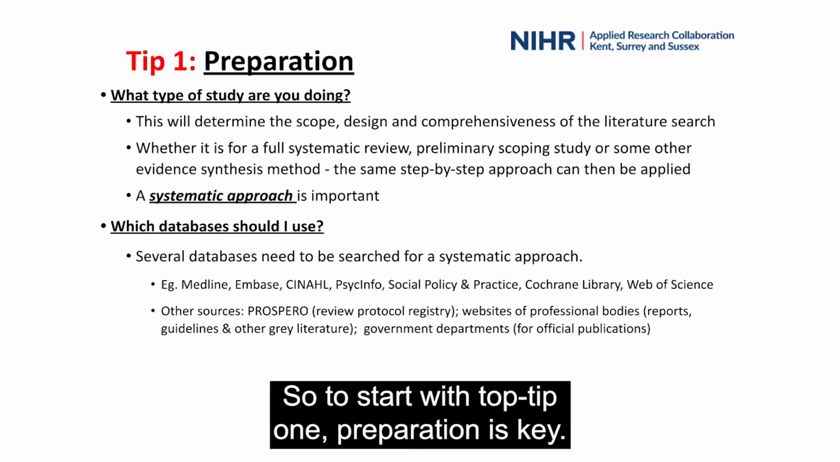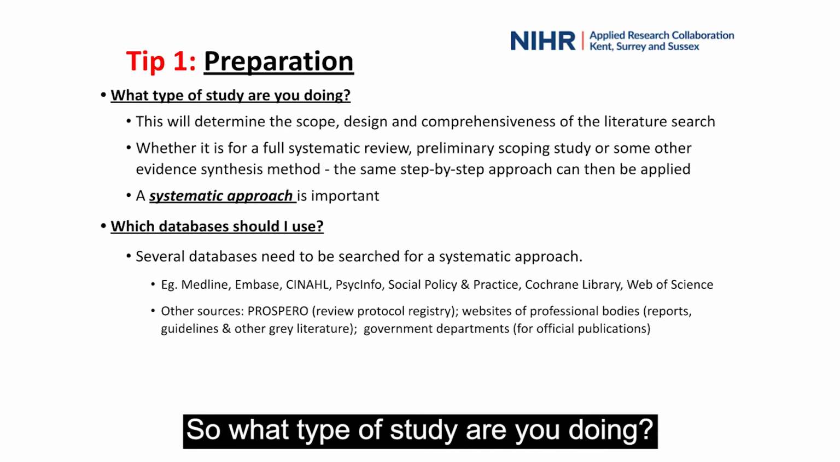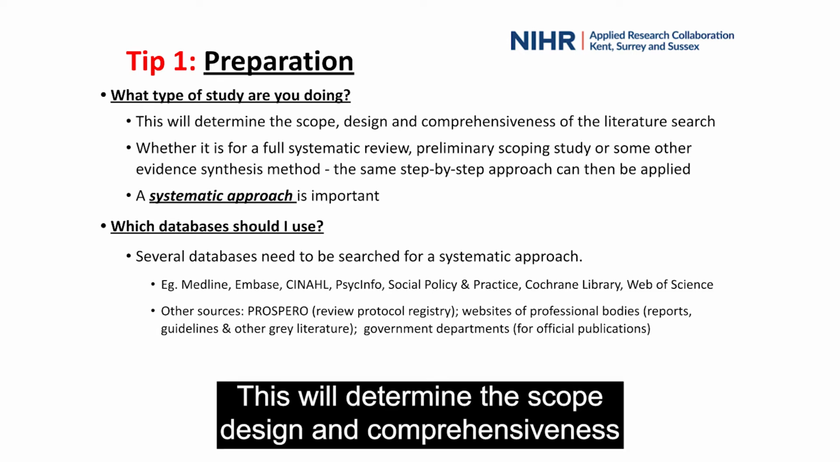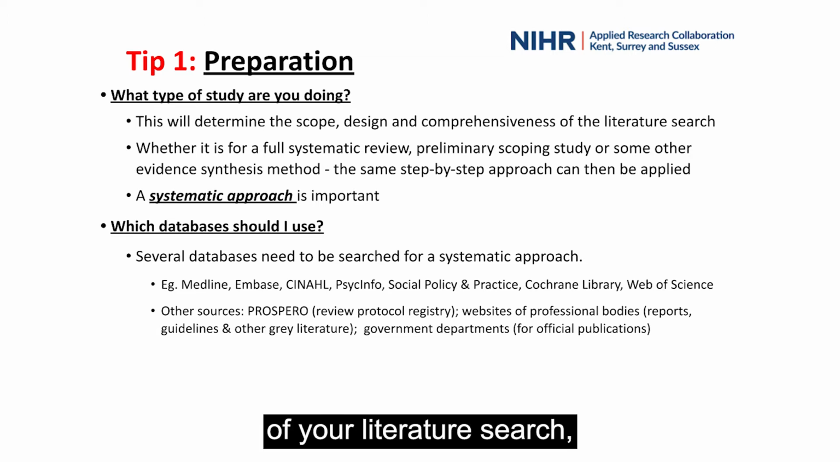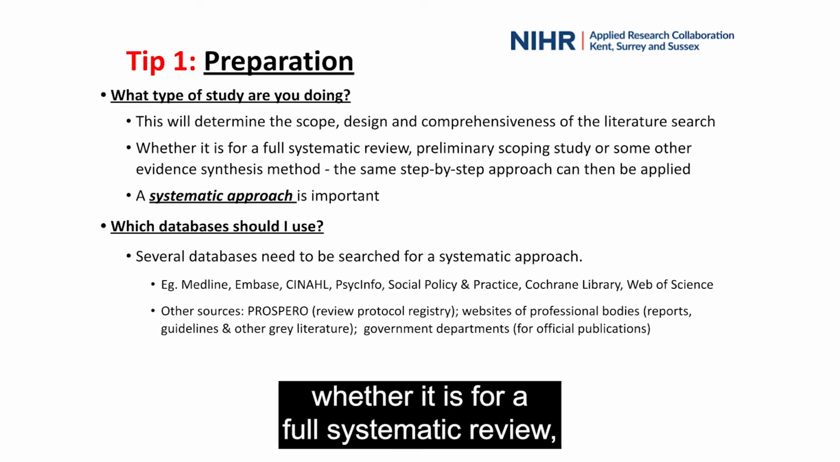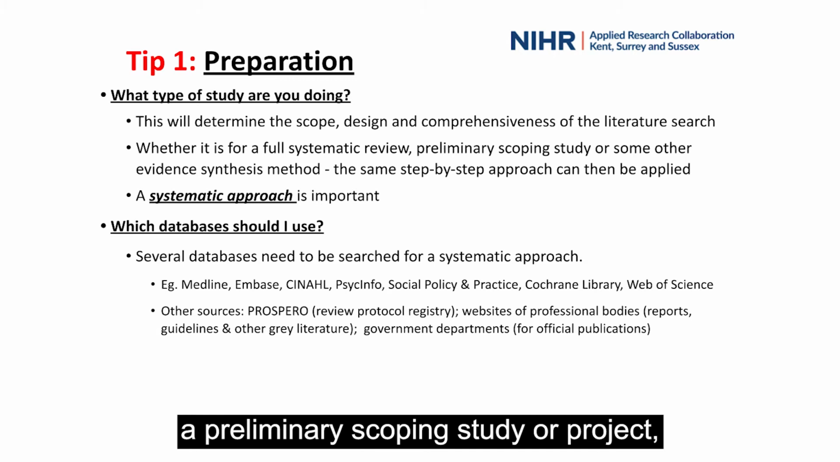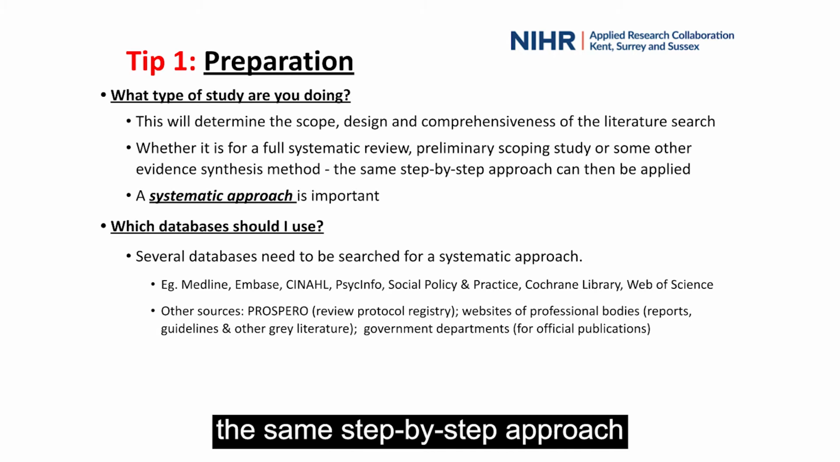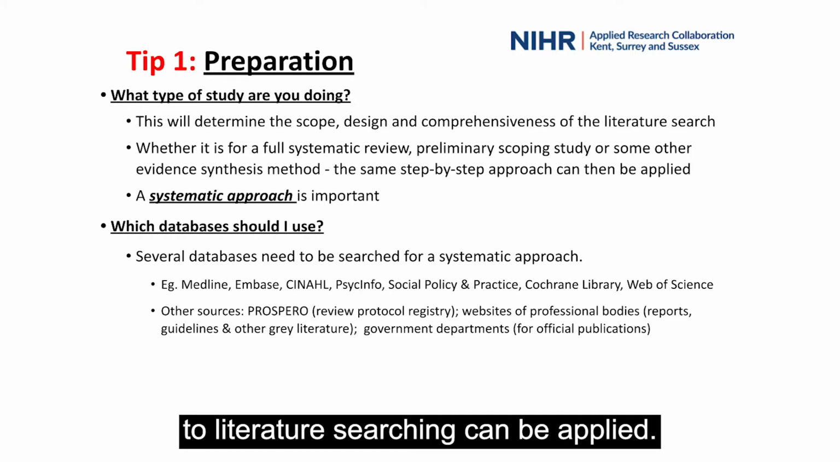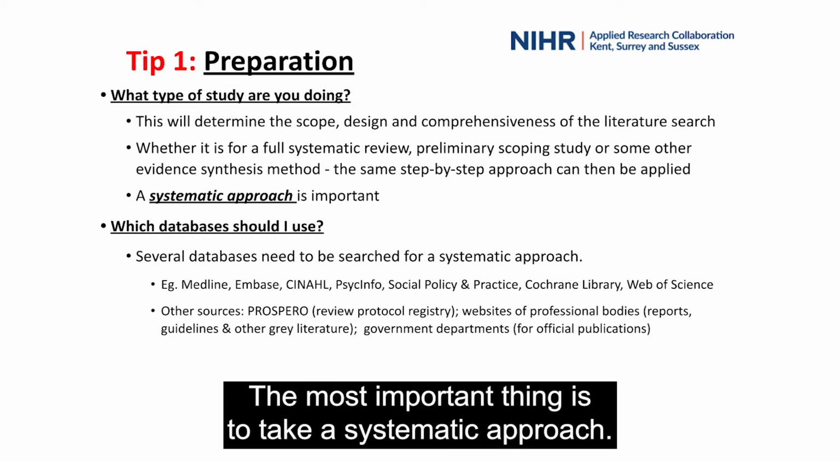So to start with, top tip 1, preparation is key. So what type of study are you doing? This will determine the scope, design and comprehensiveness of your literature search. Whether it is for a full systematic review, a preliminary scoping study or project, the same step-by-step approach to literature searching can be applied. The most important thing is to take a systematic approach.